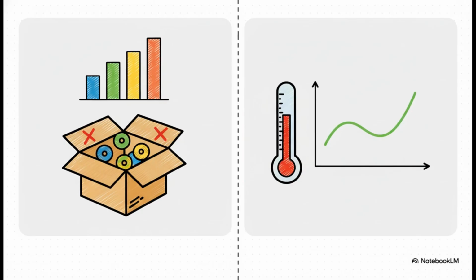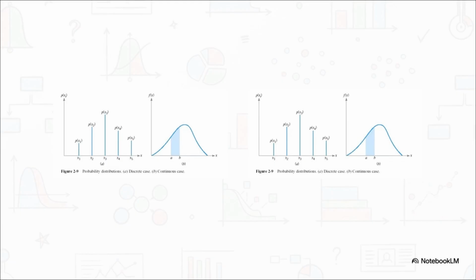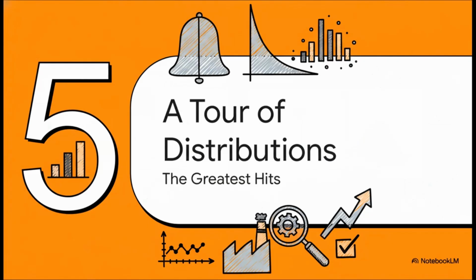Then on the other side, you've got continuous distributions. These are for things you can measure, like weight, thickness, or temperature, that can take on any value within a given range. And you can really see the difference right here. Discrete distributions look like bar charts, with a specific probability for each separate outcome. Continuous distributions, on the other hand, are these smooth curves, where the probability is actually the area under the curve between 2 points.